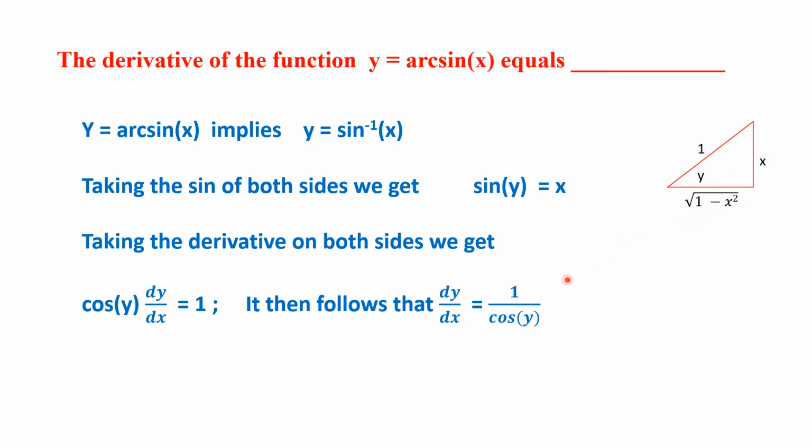All we have to do now is compute cosine y from this particular triangle, and cosine y is nothing but the square root of 1 minus x squared. So we replace cosine y here by the square root of 1 minus x squared. So this is the replacement of cosine y by the square root of 1 minus x squared. Therefore the answer is 1 over the square root of 1 minus x squared.